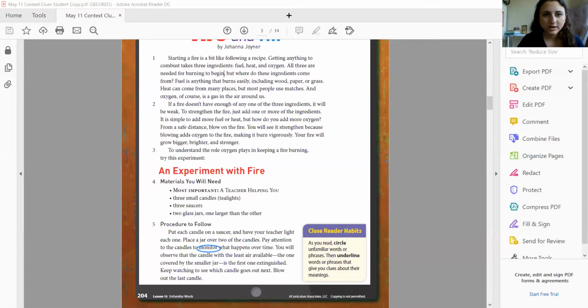So let's go see if we can find any helpful context around the word monitor to see what that word means. And I see here, pay attention to the candles. So right before the word monitor, it's telling us to pay attention to the candles to monitor. That's a helpful piece of context. And to watch what happens over time, to monitor what happens over time. Then I have, you will observe that, okay, and also keep watching. Okay, I've got so many clues here that are going to help me figure out the meaning of this word monitor. So I'm going to go ahead and put those in my chart.